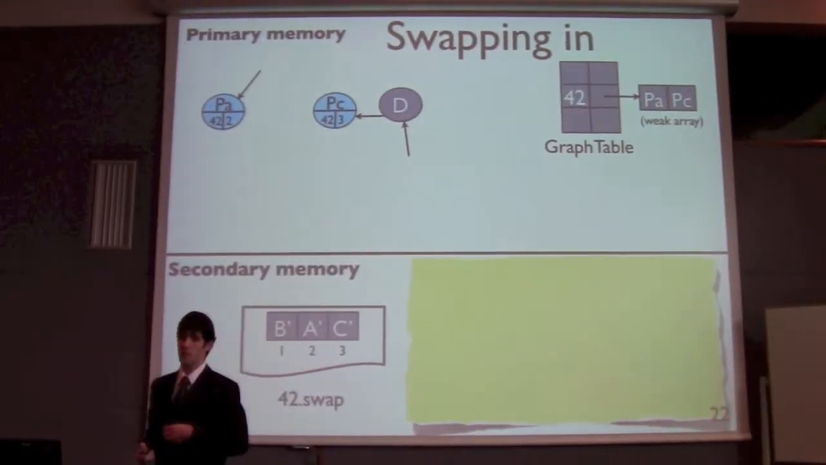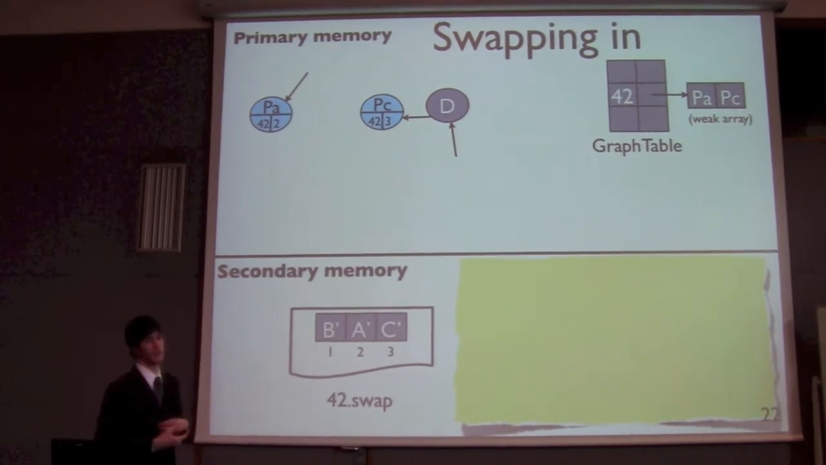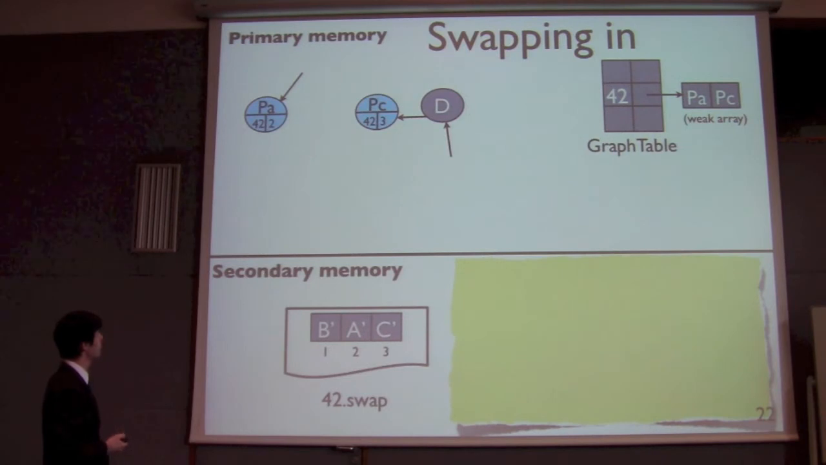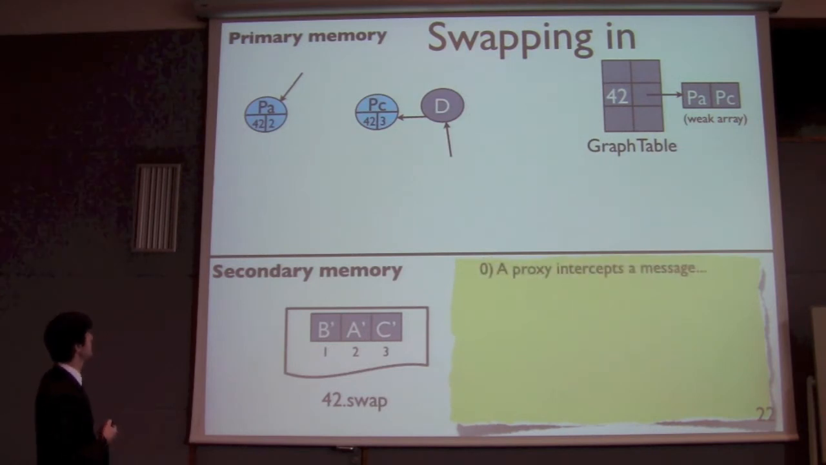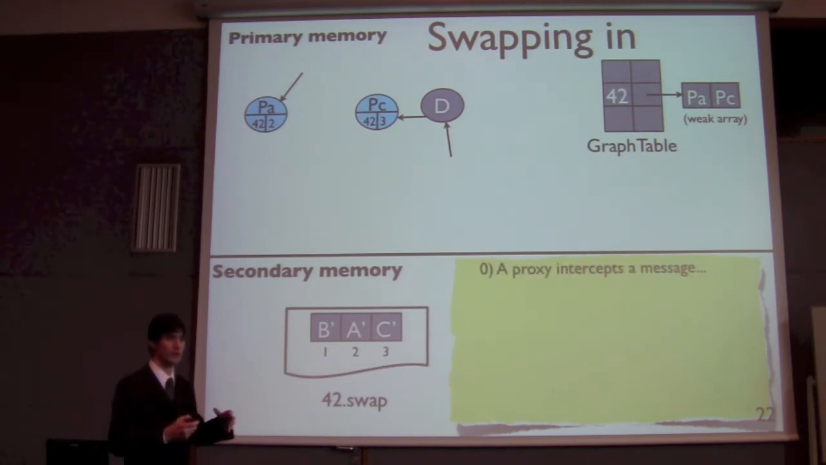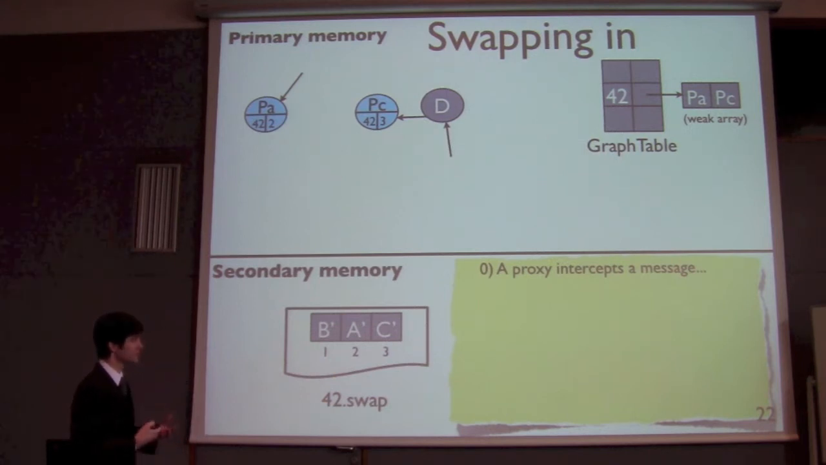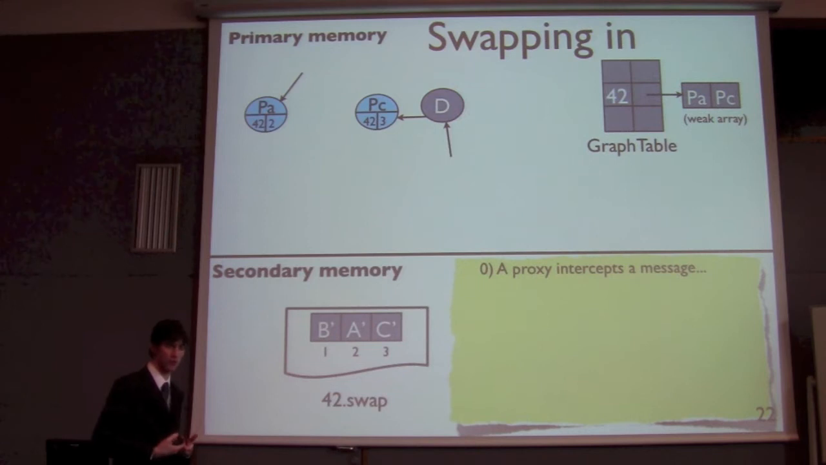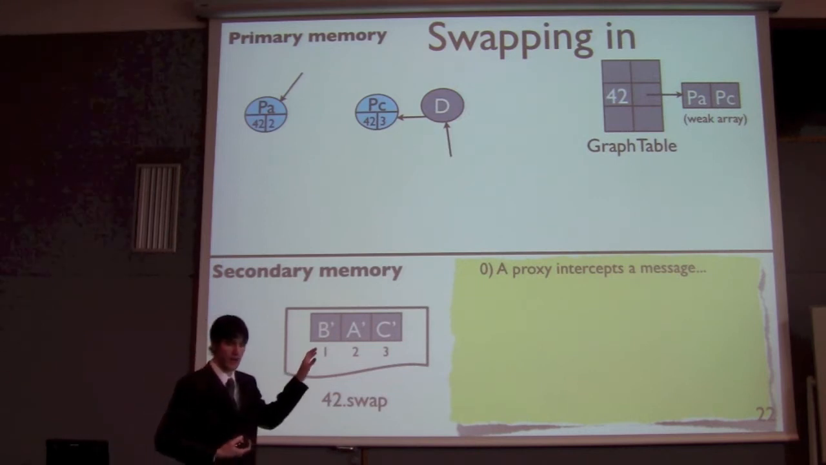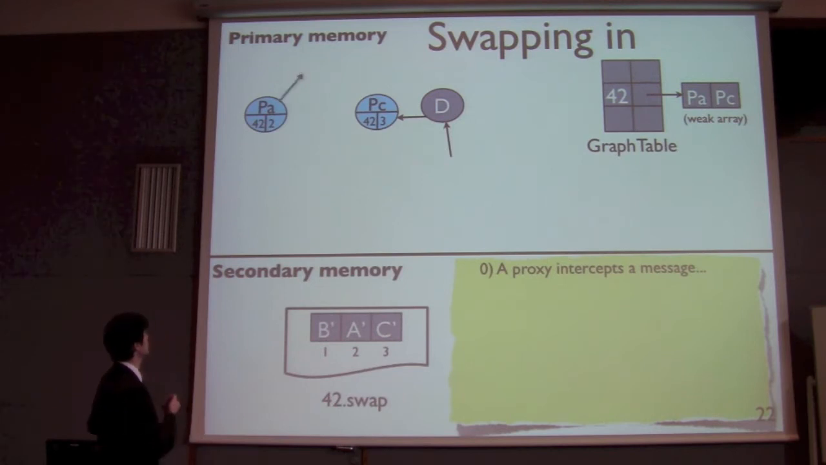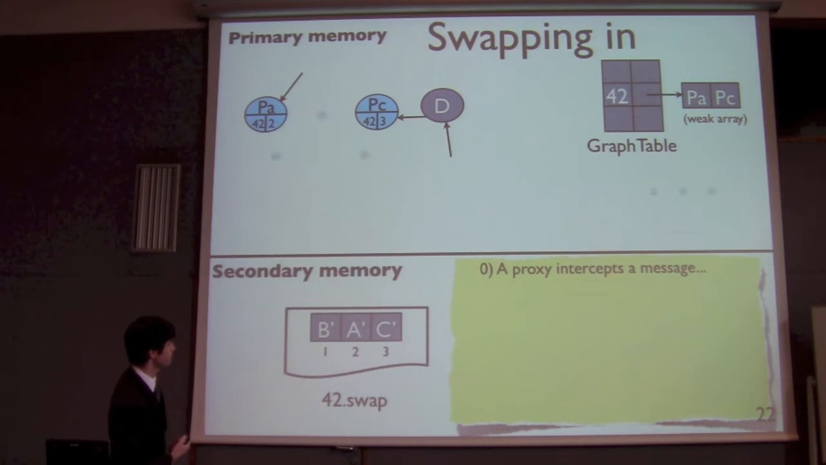Now let's take a look at the swap in. So this is the stage after the swapping out. Let's say that now a proxy intercepts a message. So it seems that the graph was needed later on. The proxy will intercept the message and it will trigger the swap in. For this I have implemented my own proxy library, as we will see later. But okay, let's say that PA receives a message and it needs to trigger the swap in.